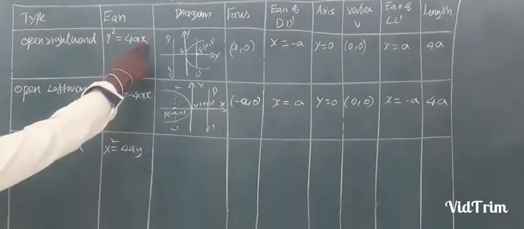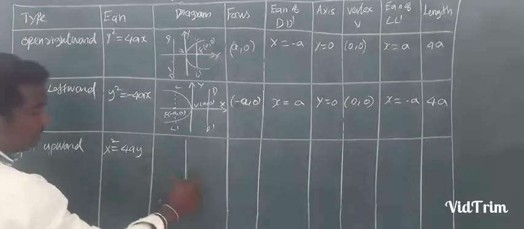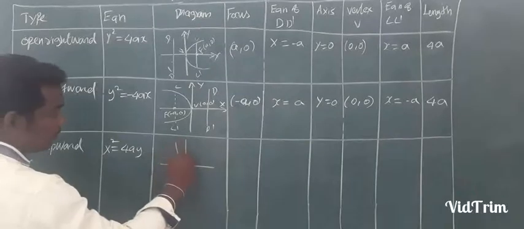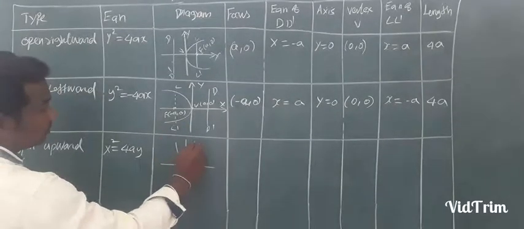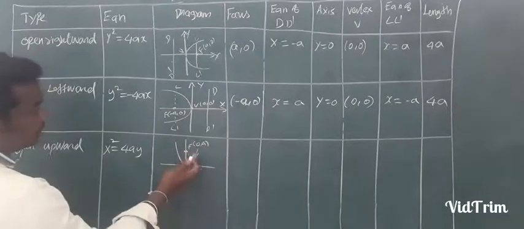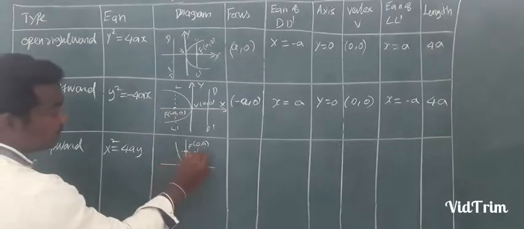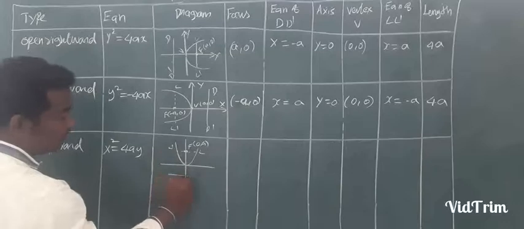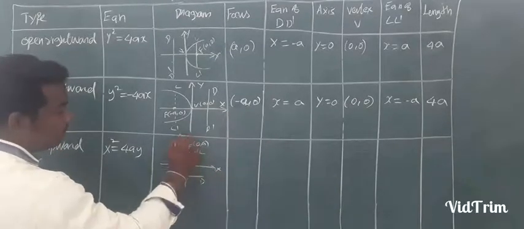Here x squared is equal to 4ay, that is, x squared is equal to 4a y. Then the picture is going upward. The focus is here at 0 comma a, because here x is 0 and y is a. And this is the latus rectum, L dash, and this is the fixed line, the directrix, D dash. The same x and y axis.